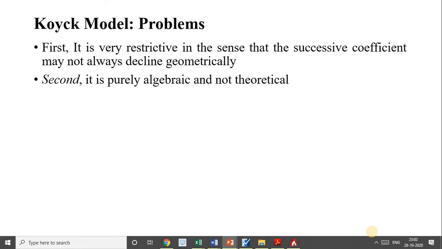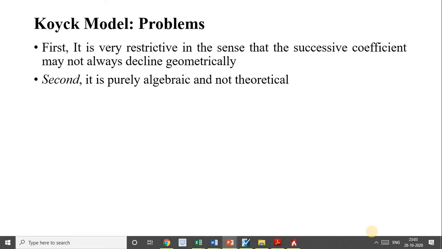And the second thing is it is purely algebraic, not theoretical. If you look at this Koyck transformation from an infinite nonlinear model into a linear finite model, it is purely algebraic. He has rearranged each and every equation, and finally derived a model.